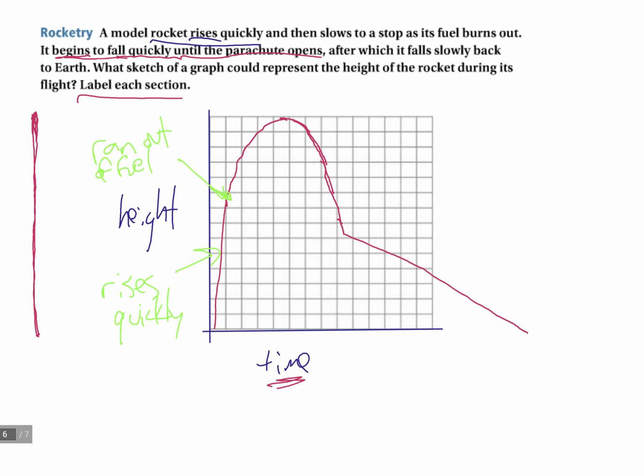Okay? When that happened, once it ran out of fuel, it did not immediately come to a stop, but it definitely did not continue to rise quickly. It started to slow down. So it slows to a stop. Okay? Right there. Slows to a stop. It's slowing down. And now right there, it stopped. Okay? Now, it begins to fall.